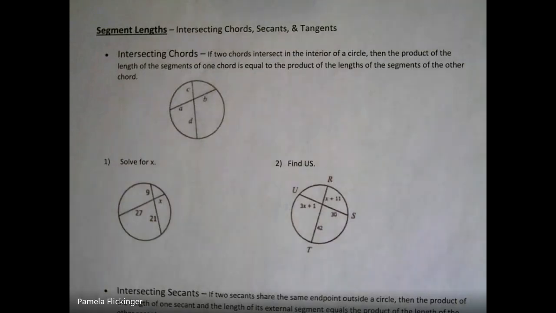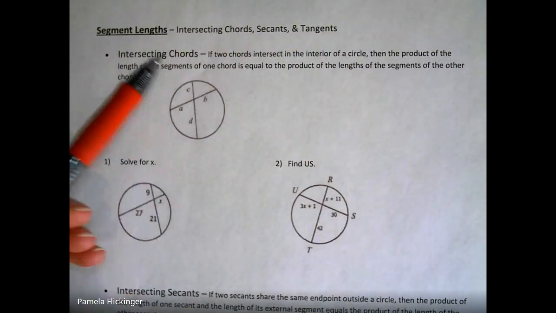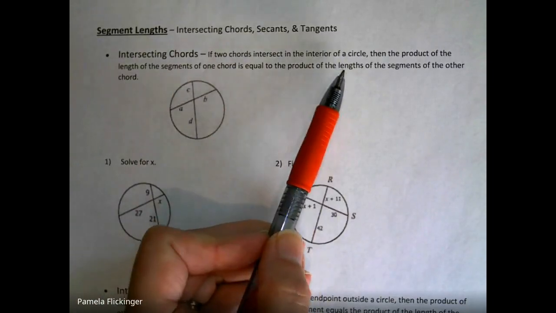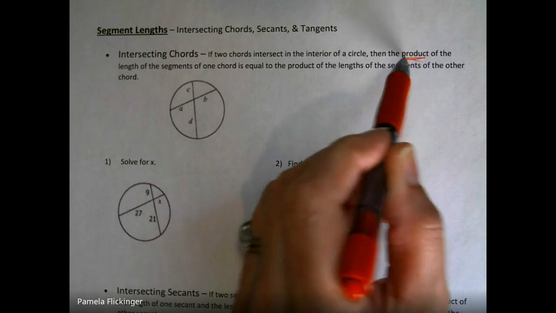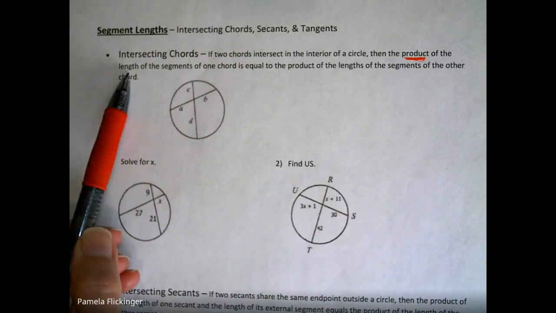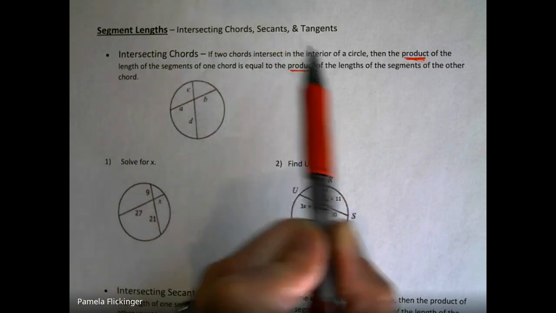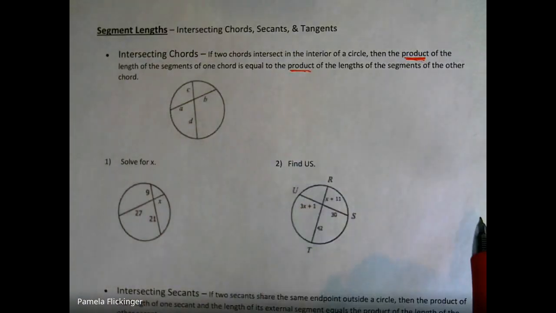The rule says if two chords intersect in the interior of a circle, then the product, being multiplication, of the length of the segments of one chord is equal to the product of the lengths of the segments of the other chord. So here's a picture.